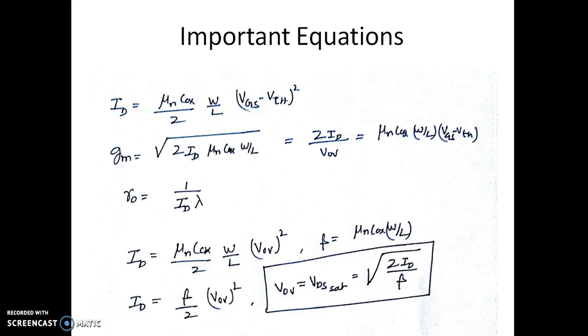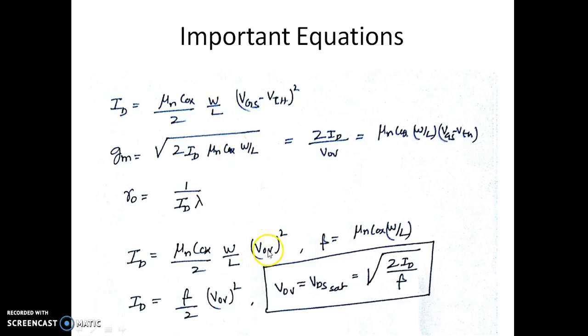And we know that the output impedance of a MOSFET, looking from the drain with the source AC grounded, is given by 1 over ID into lambda, where ID is the DC current flowing through the MOSFET and lambda is the channel length modulation factor. And ID can also be represented by the same expression.